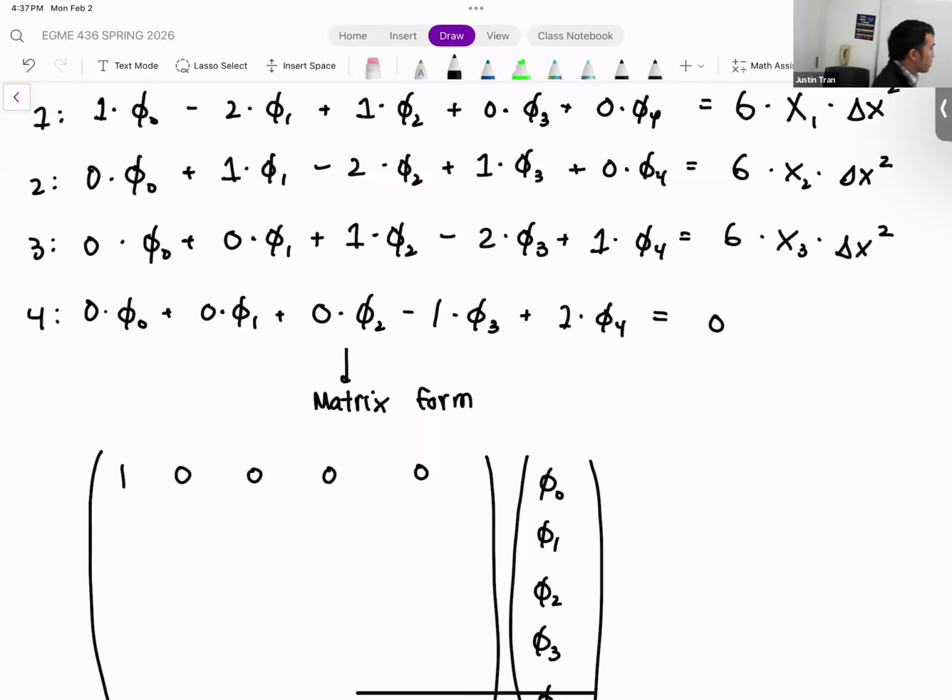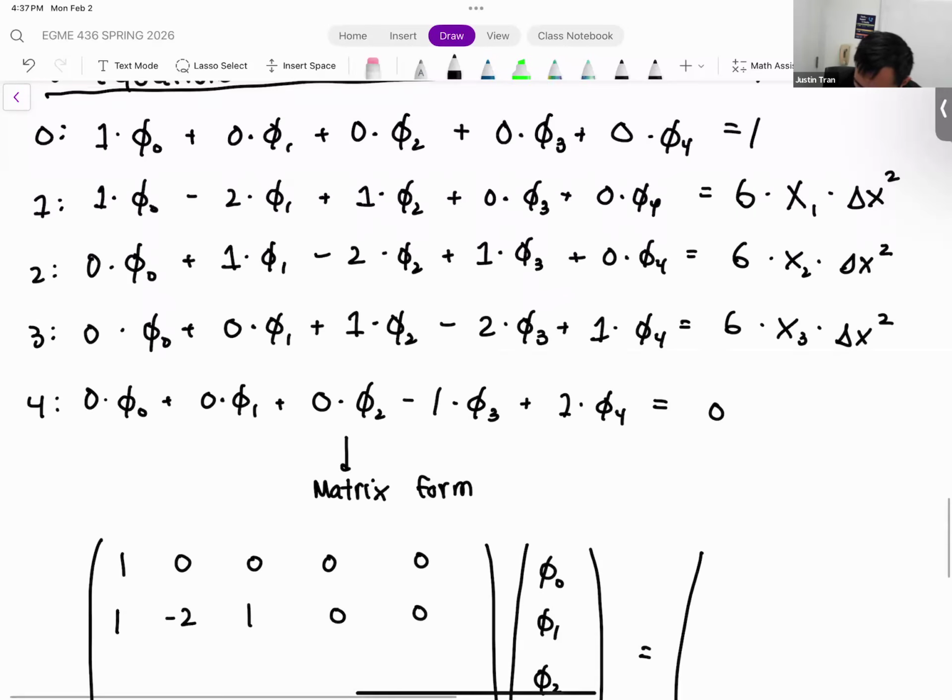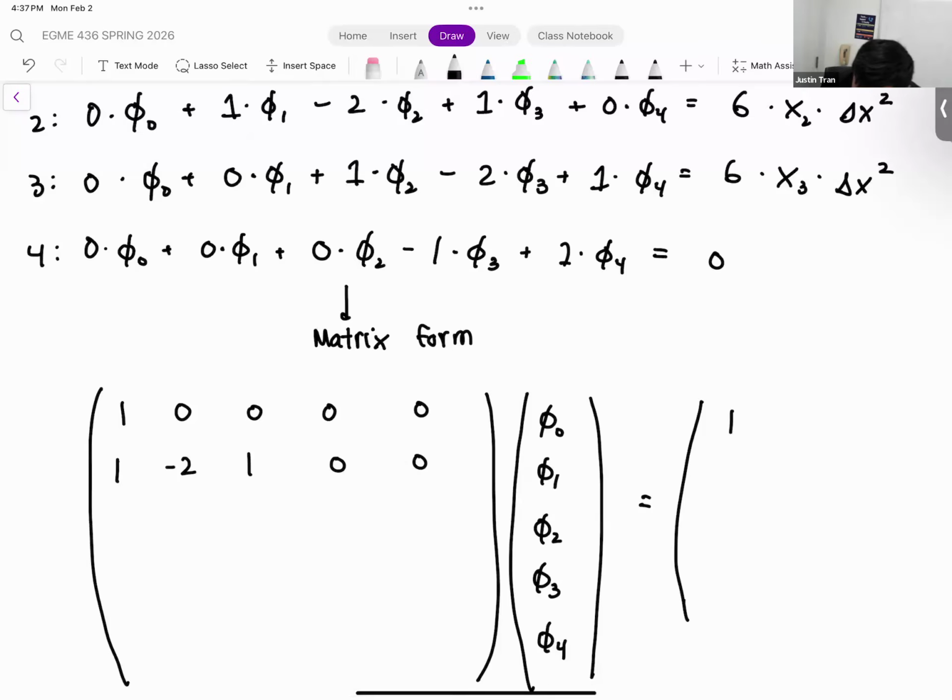All right, the second row in the matrix is our equation associated with node 1, one of our interior nodes. So we have our second order finite difference approximation: 1, minus 2, 1, 0, 0. Let me write in the right-hand side. It's just going to be the values there, so that's 6 times x1 times delta x squared for the second row.